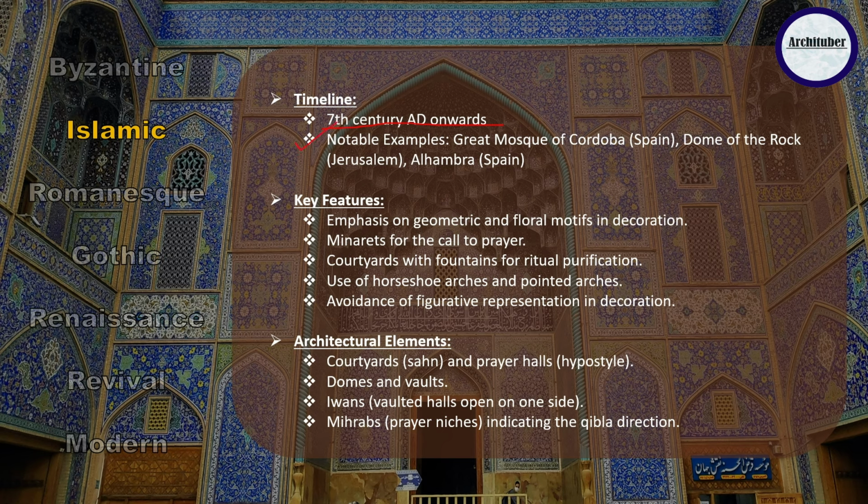Now discussing the Islamic period, it was from the 7th century AD and onwards. These are some of the examples. Talking about the key features of this timeline, it had emphasis on geometric and floral motifs in the decoration. As you can see, the pattern has been repeated all over. They used geometric shapes with floral motifs in them. Then minarets for the call to prayer were their main feature. Then they had courtyards with fountains for ritual purification, use of horseshoe arches and pointed arches, and avoidance of figurative representation in decoration. You won't see any figurative representation.